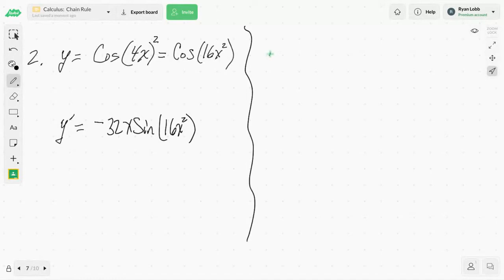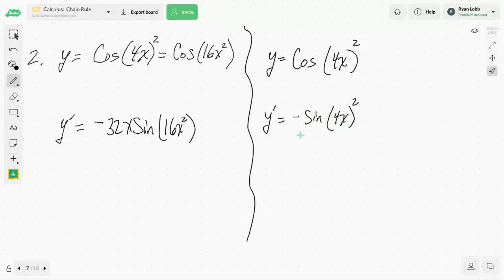Now, another way to do this one, we're going to really see this in the next little segment here, is y prime is equal to what? Well, the derivative of cosine, which is negative sine of all that stuff, (4x) quantity squared. So like I said, you're only ever taking the derivative of one little piece at a time. I only have to worry about this.